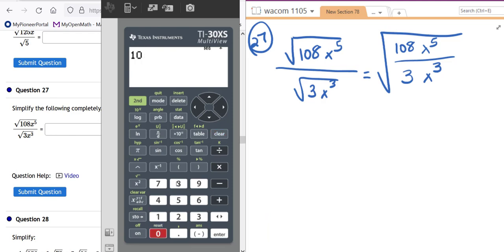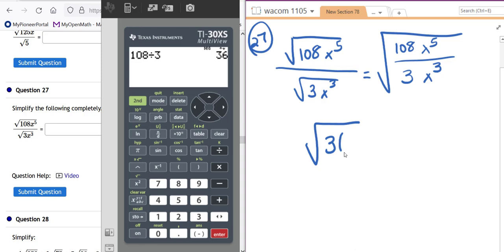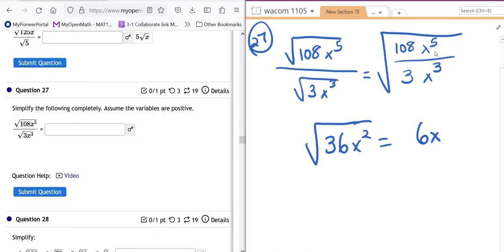108 divided by 3, 36. So I can divide that out. Gives me a 36. I'm still under a radical. The x's are going to subtract. 5 minus 3 leaves us 2. Right, and this is a perfect square, so this gives us a 6x. So that was the nicest way to work on that one.